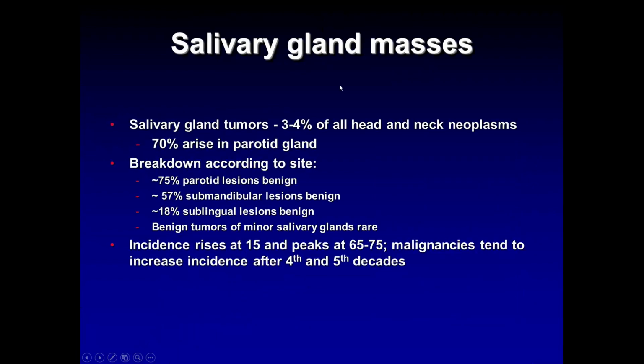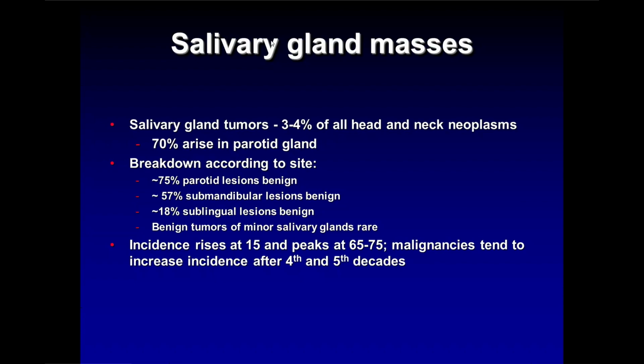How about salivary gland masses? Salivary gland tumors are relatively rare, 3 to 4% of all head and neck neoplasms, and a majority tend to arise in the parotid gland. When we look at them in terms of site, roughly 75% of parotid lesions are benign. And as we go towards the submandibular gland, a little over 50% are benign.